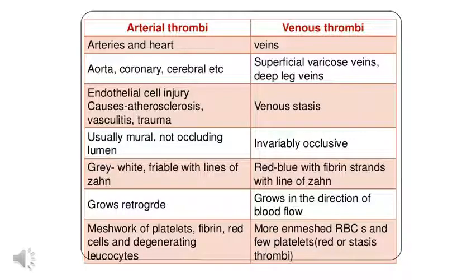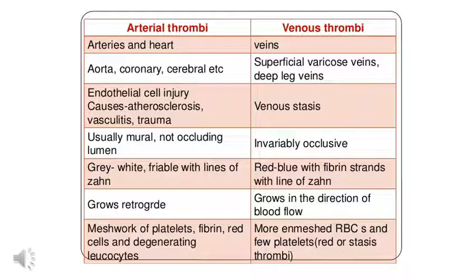Another important topic regarding MCQs is arterial thrombi and venous thrombi. Arterial thrombi are those thrombi which form in the arteries, and venous thrombi are those which form in the veins. Arterial thrombi are mostly formed in the arteries and also in the heart. Common arteries where we can observe arterial thrombi are the aorta, coronary artery and cerebral artery. Obstruction in the coronary artery can lead to a heart attack, and obstruction in the cerebral artery damages blood flow to the brain.